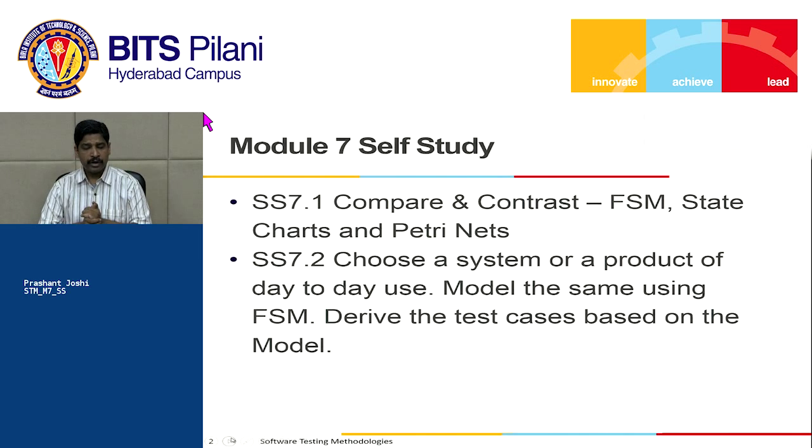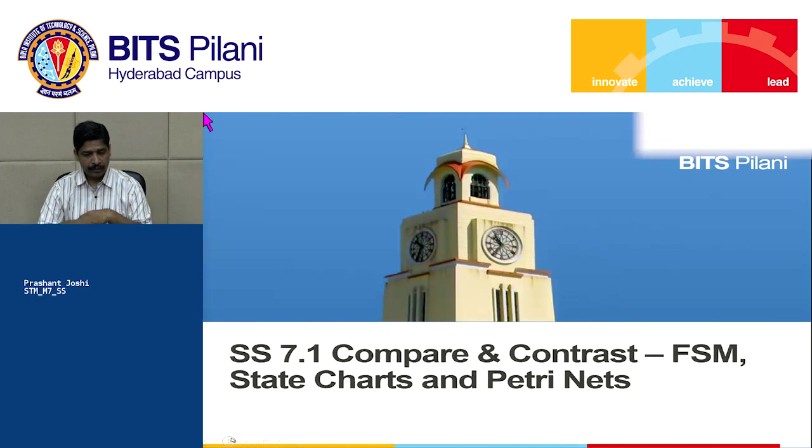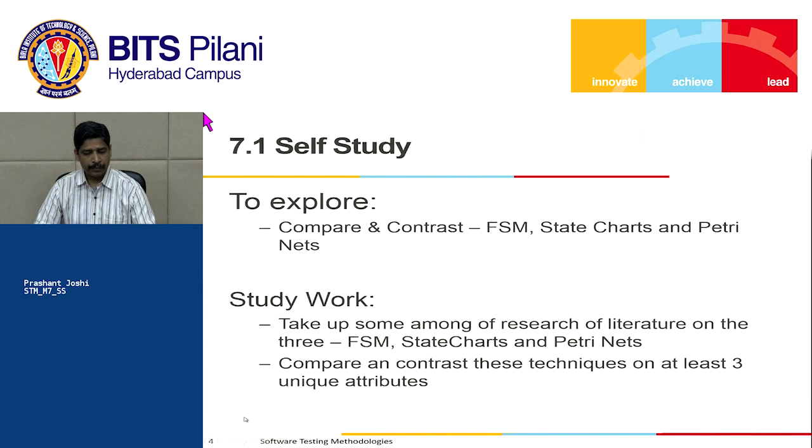And 7.2 is choose a system or a product of day-to-day use, model the system using FSM, and derive the test cases based on the model. Now, you may want to even choose any other model if you have the confidence and have learned from 7.1, and you can use any other model to get the 7.2 done. So let's look at 7.1 in a little more deeper way.